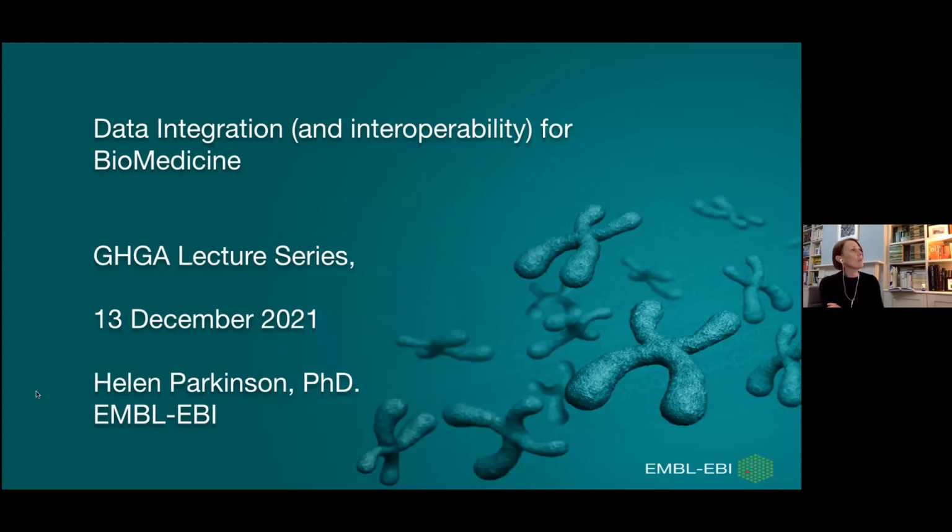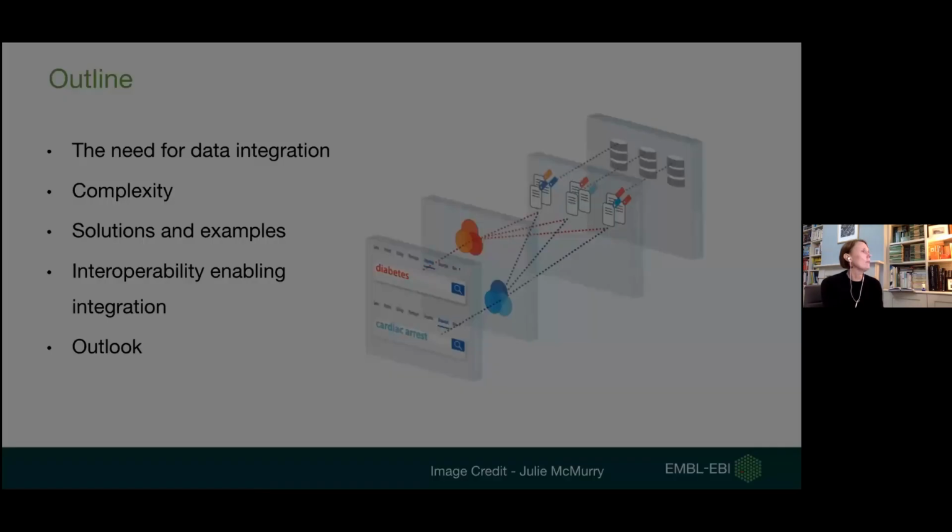So I'm going to talk about data integration, also a little bit about interoperability for biomedicine. As Ollie said, I have been head of the molecular archives, but actually my group works on a lot of different things, and we do a lot of making data integration work for different scenarios. And so I'll talk through some of those and some of the strategies we use with some examples, and I'll be really happy to take questions at the end.